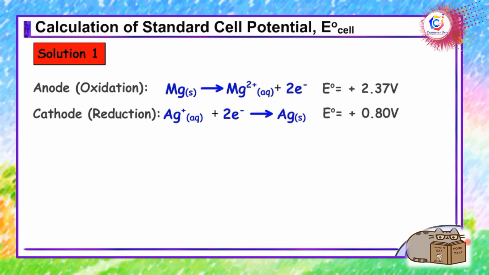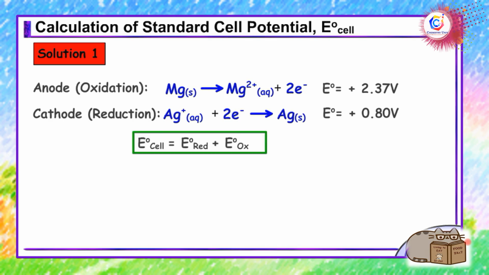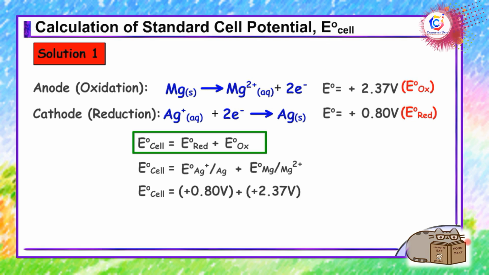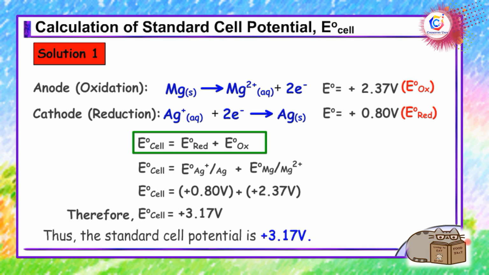The second method that we can use to determine the standard cell potential is by using E0 cell equals E0 reduction plus E0 oxidation. Since we have already reversed the half cell equation at the anode, the sign of E0 reduction of magnesium is also changed from negative to positive. Therefore, the standard cell potential is positive 3.17 volts.